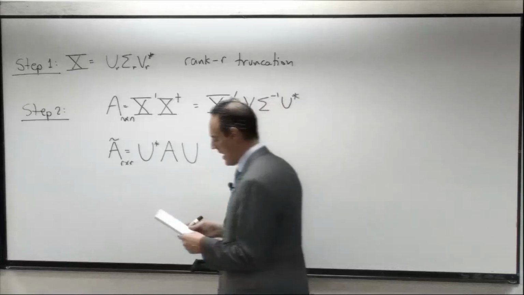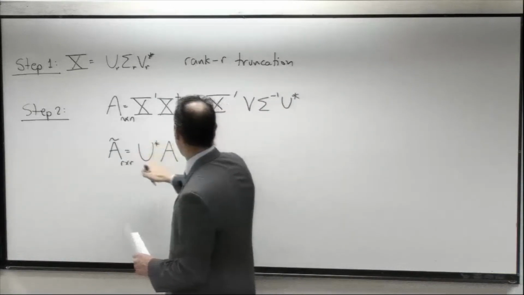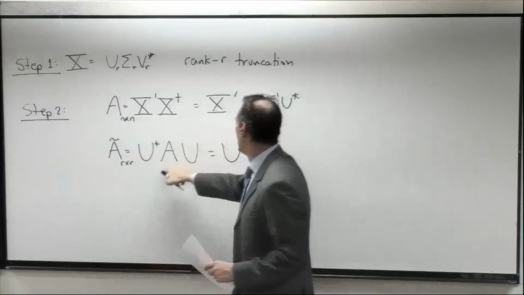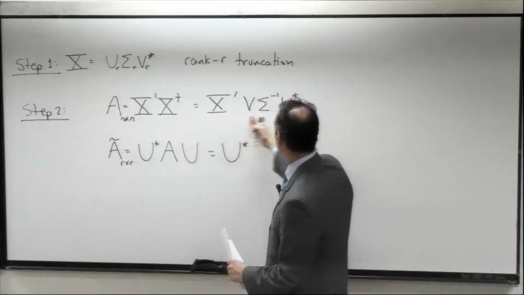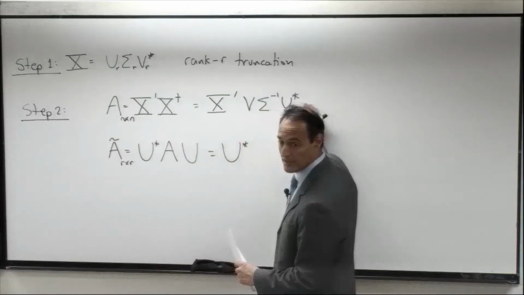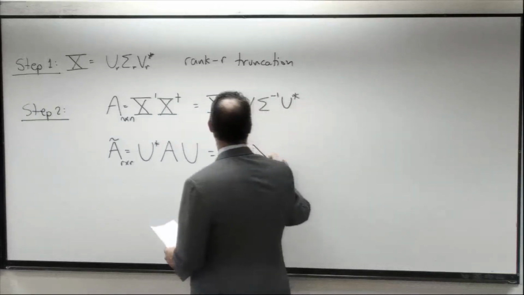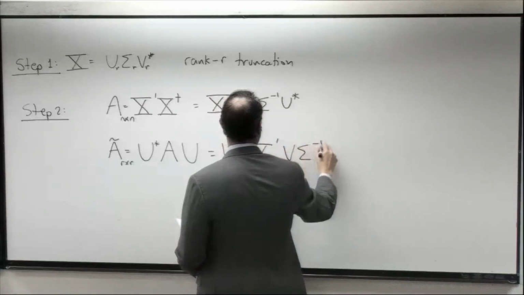Okay? Now, notice what I have here then is U star A U, so A times U. So if I have the AU, well, here's what A looks like. U star U is identity. It's out because it's a unitary transform. Then I get X prime V sigma minus 1.